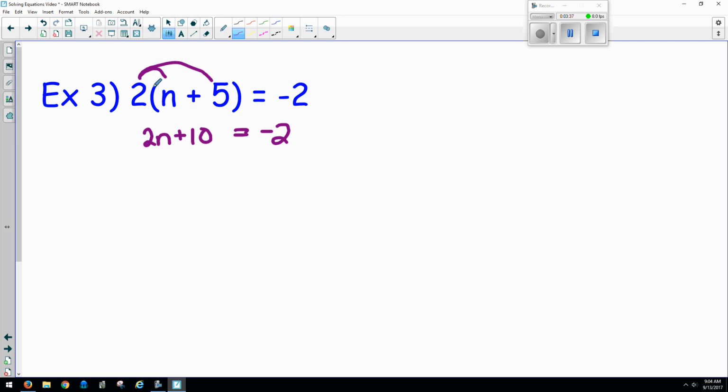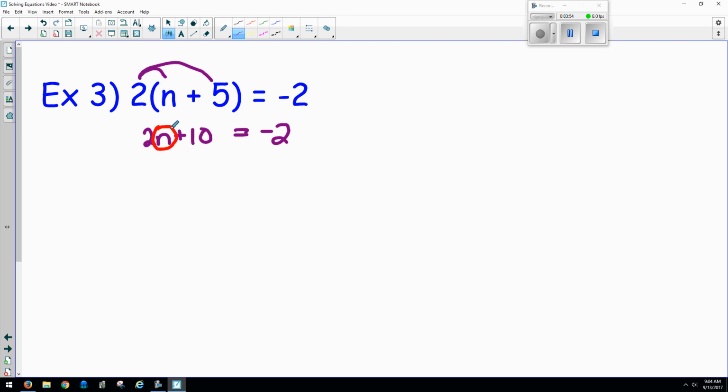So my first objective in this particular example is to get rid of the parentheses, and in doing that, I'm going to use the distributive property. So that got rid of the parentheses, which is what we want. Here's the variable we want by itself. If it helps, circle it.